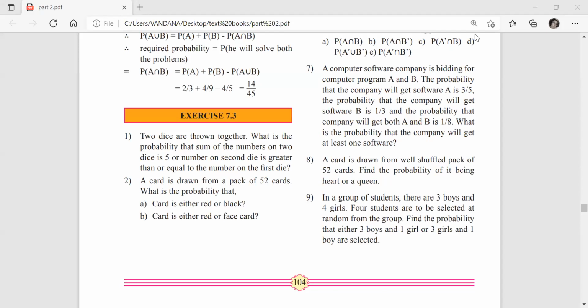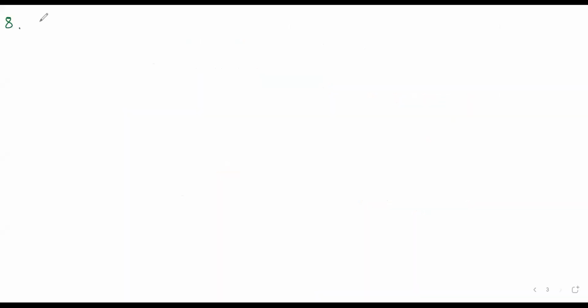क्वेश्चन नंबर 8, a card is drawn from a well shuffled pack of 52 cards. Find the probability of it being heart or a queen. Heart, there are 13 cards for heart. One card we can draw in 13C1 upon 52C1. 13 by 52, that is 1 by 4. This is the probability of a heart card.